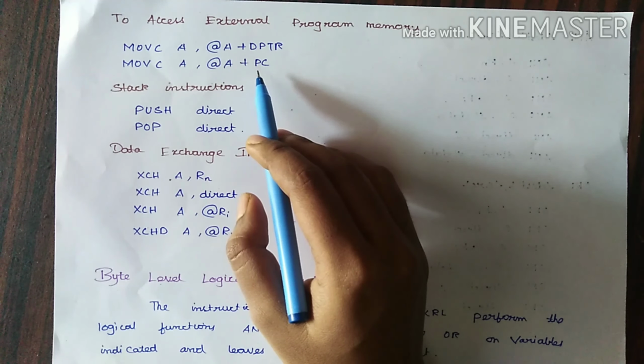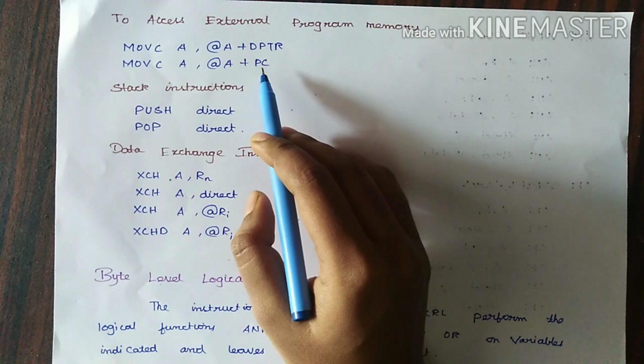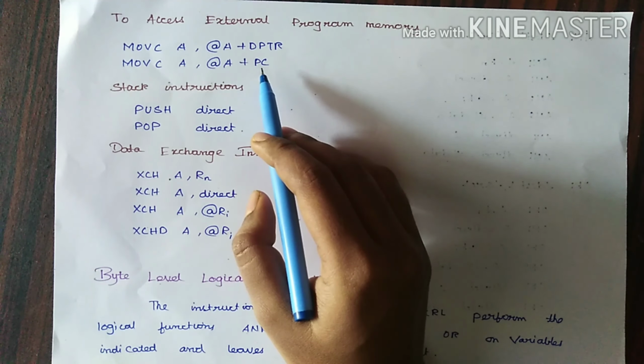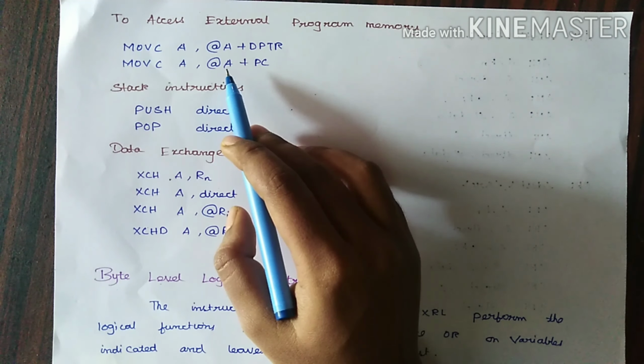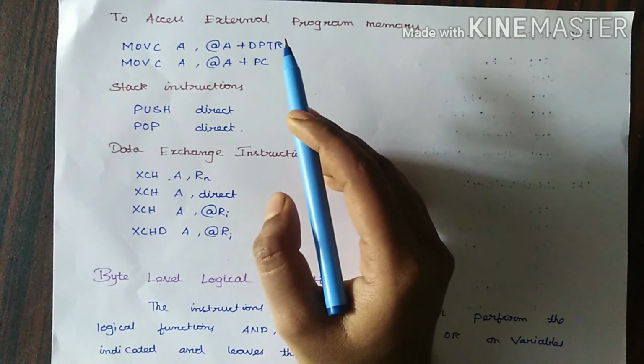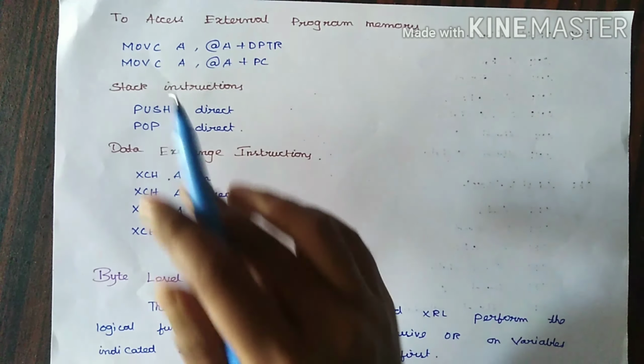In the second instruction, we have used the program counter. This program counter will get incremented by 1 before it gets added to the accumulator, and then the data from that location will be copied to the accumulator.